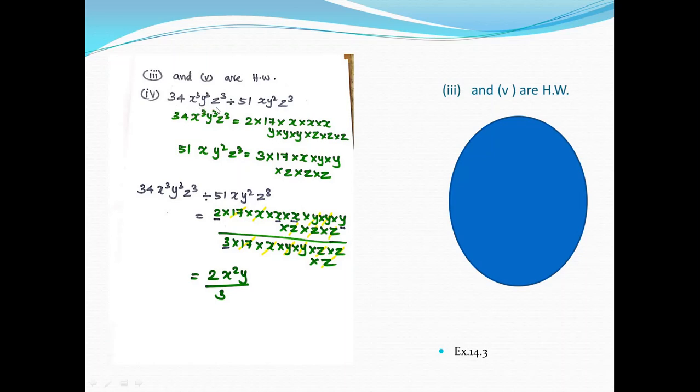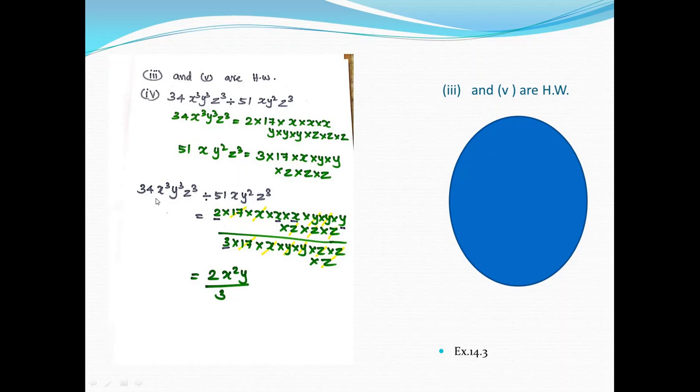34x cube y cube z cube divided by 51x y square z cube. So 34x cube y cube z cube can be factorized as 2 multiplied by 17 multiplied by x into x into x multiplied by y into y into y multiplied by z into z into z. 51x y square z cube can be factorized as 3 multiplied by 17 multiplied by x multiplied by y multiplied by y multiplied by z into z into z.